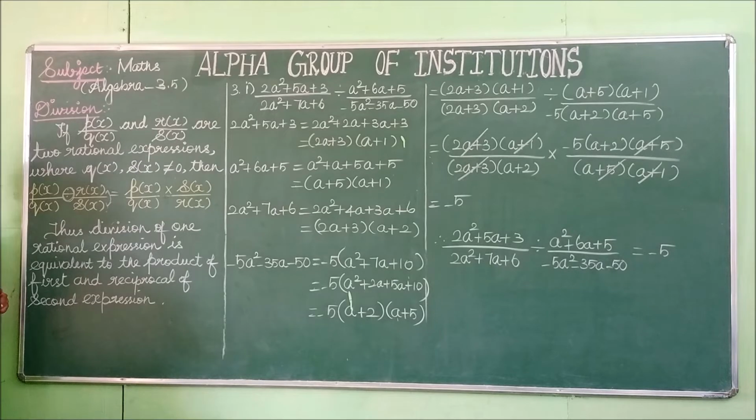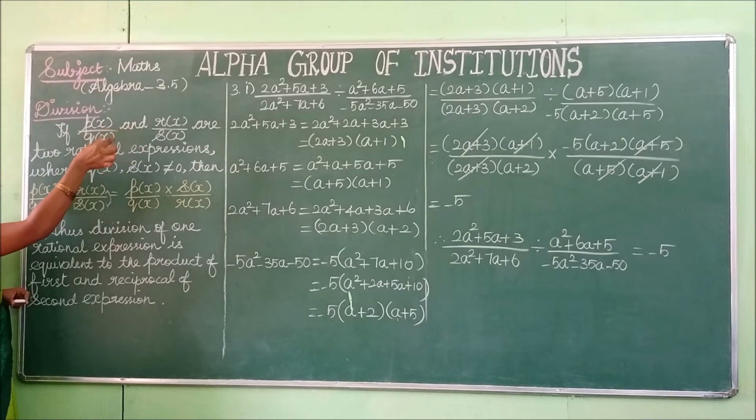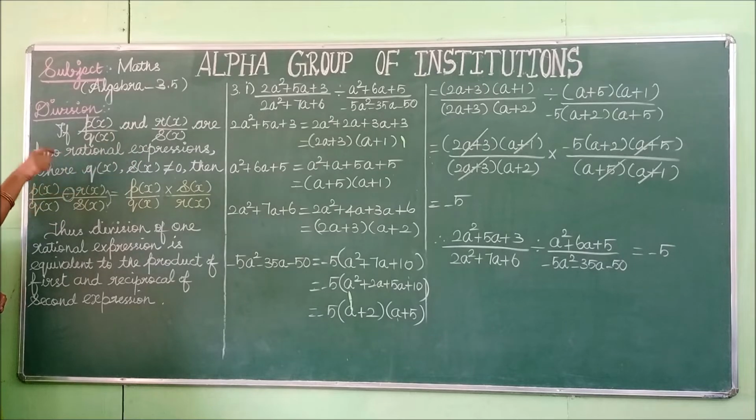As we learned already in multiplication, where p of x by q of x and r of x by s of x, where q of x and s of x are not equal to 0, multiplication means both numerators get multiplied and denominators get multiplied.